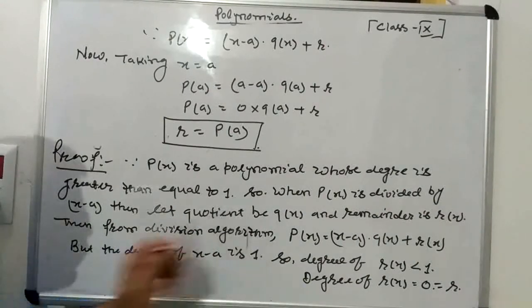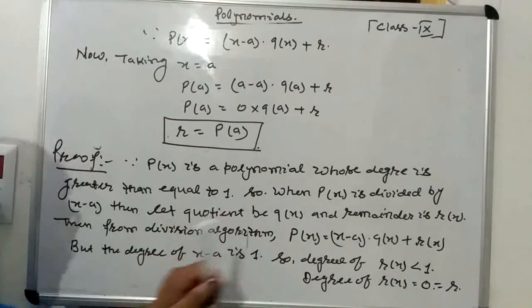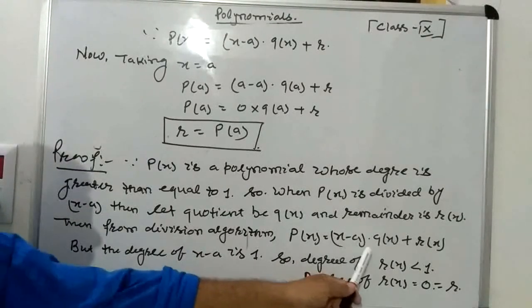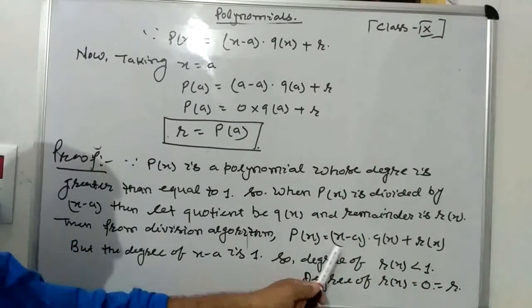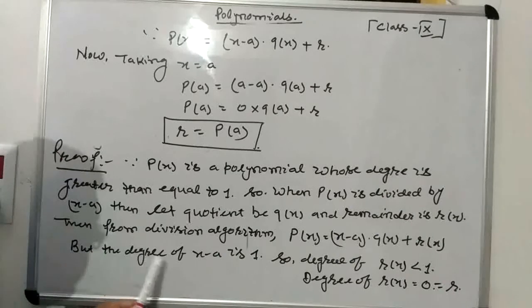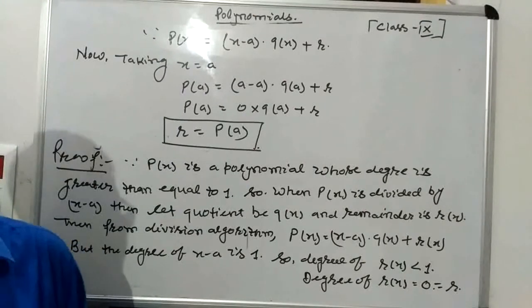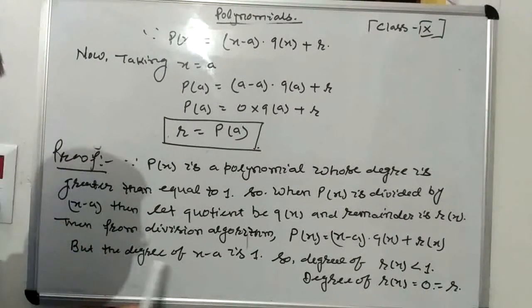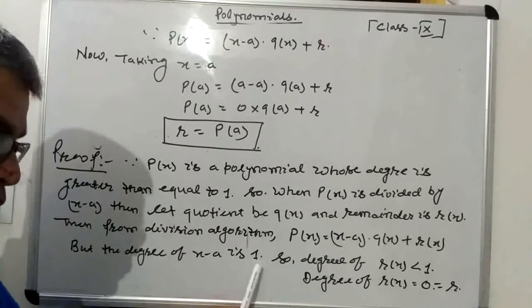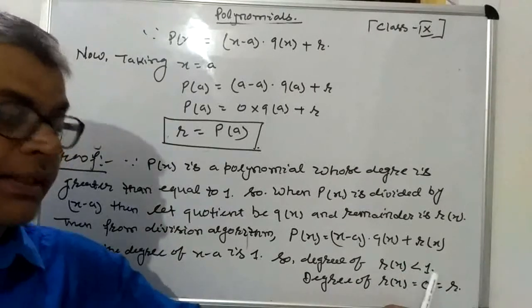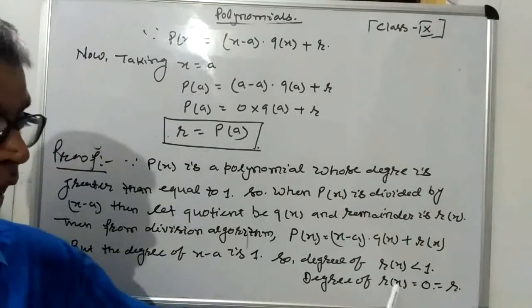Then from the division algorithm, we can write P(x) equals (x minus a) into q(x) plus r(x). But the degree of x minus a is 1. X minus a is our divisor. So you know that the degree of the remainder is always smaller than the degree of the divisor. So here the degree of the divisor x minus a is 1, so the degree of its remainder, r(x), must be less than 1. So the degree of r(x) equals 0.